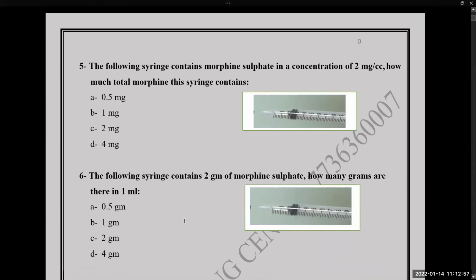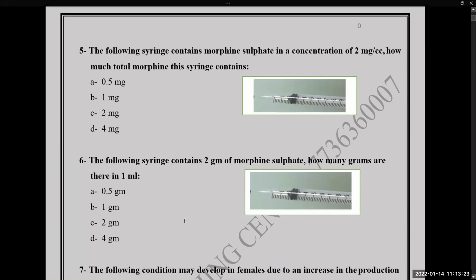Next question, the 6th one. The following syringe contains 2 grams of morphine sulfate. How many grams are there in 1 ml? The syringe contains 2 ml in total. 2 ml is equal to 2 grams. So the question is, 1 ml contains how many grams? 2 ml contains 2 grams, so 1 ml contains 1 gram. Very good.